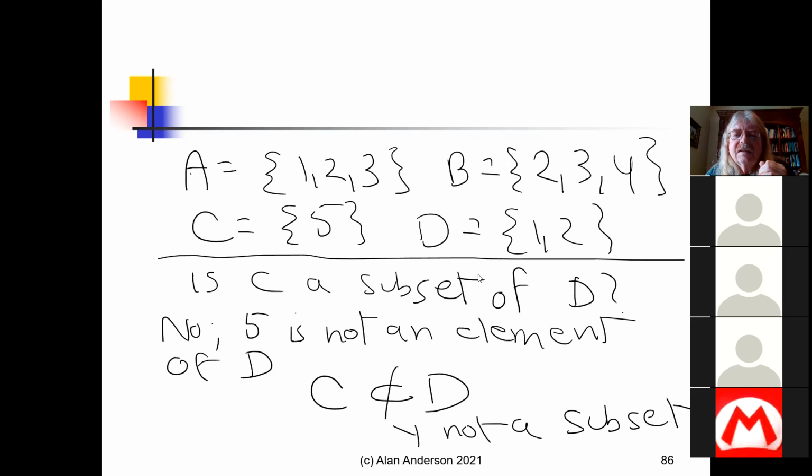Now, what about this case? What about C and D? Well, you can see that C is not a subset of D because 5 is not in set D. And so the symbol for that is just the subset symbol with a big slash through it. That simply means that C is not a subset of D.